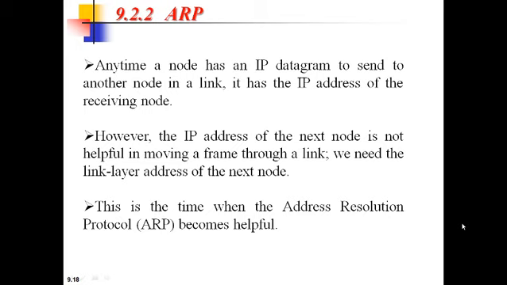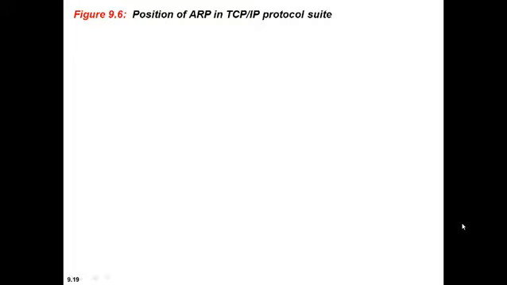Next, each router will have a forwarding table. It contains the IP address of the next router, and the last router will have the IP address of the destination node. However, the IP address of the next node is not helpful in moving the frame through the link. We need a link layer address. In this situation, Address Resolution Protocol will help to find the logical link address.